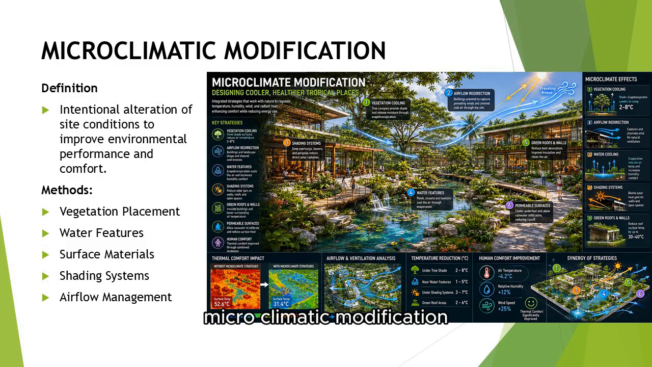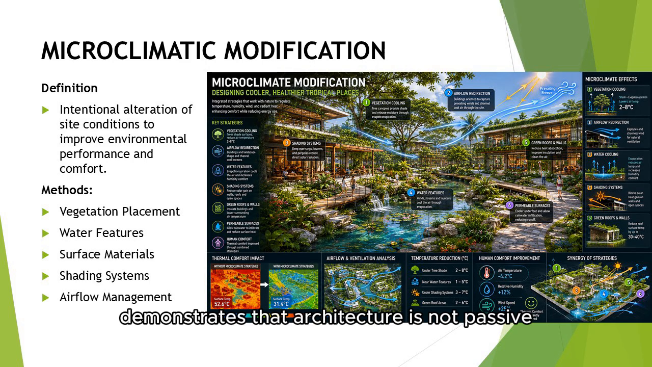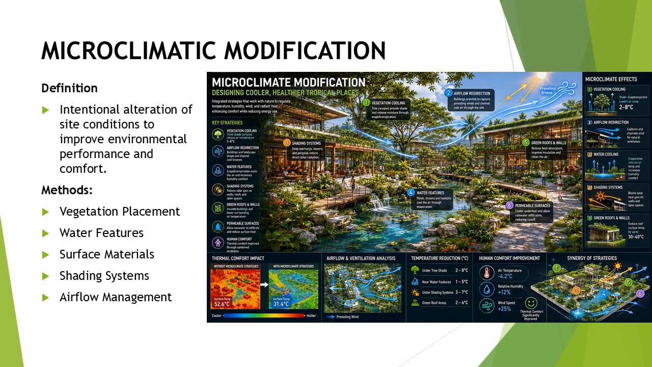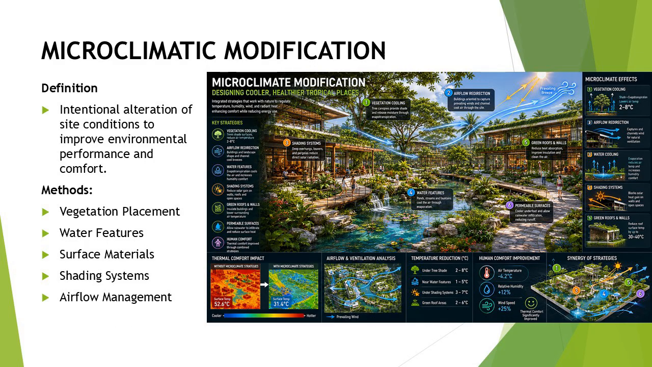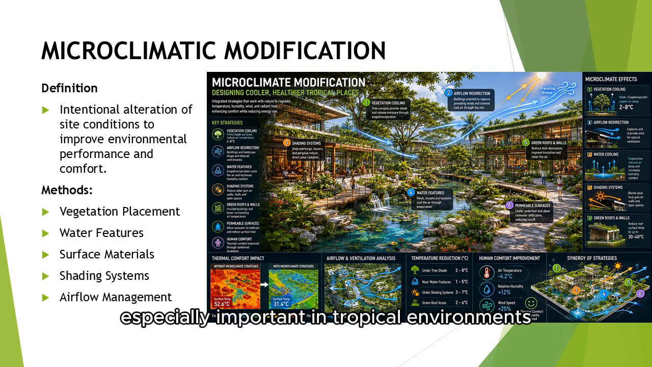Microclimatic modification demonstrates that architecture is not passive. Architecture actively shapes environmental experience. The goal is not to change regional climate. The goal is to create more comfortable localized conditions for the users. This concept becomes especially important in tropical environments where small environmental changes can significantly influence comfort.